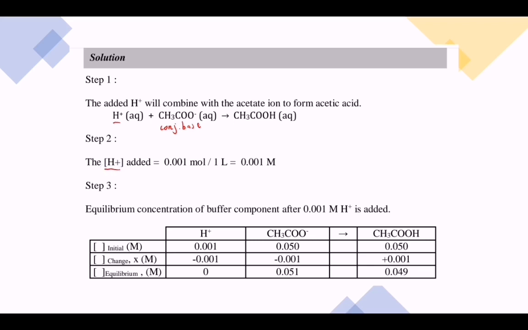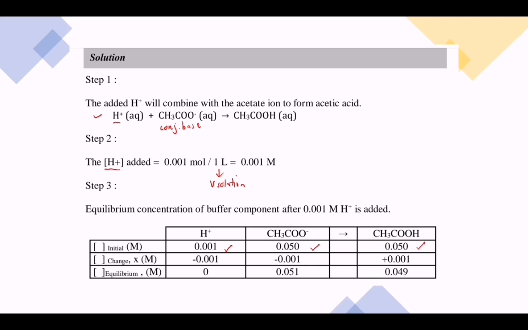So 0.001 mole divided by 1 liter, which is the volume of solution, so we have 0.001 molar. Next, you have to construct the ICE table by using the equation in step 1. So we have H plus, where the concentration is 0.001 molar, CH3COO minus, the concentration is 0.05 molar, and CH3COOH, the concentration is 0.05 molar.